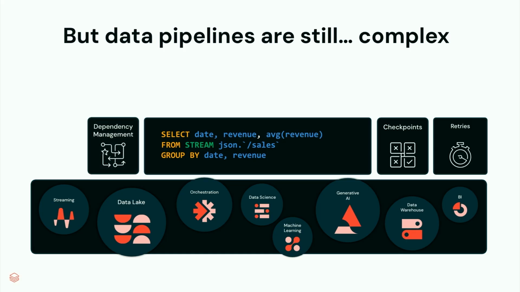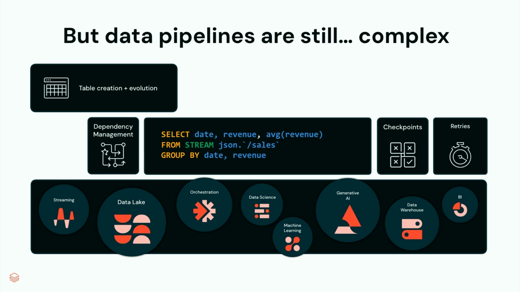You need to worry about dependencies, because it's never just one table. It's many tables, hundreds of them that depend on each other. And they need to be created in the right order. And they need to be evolved in the right order when new columns are added.